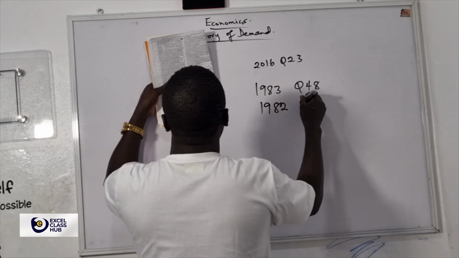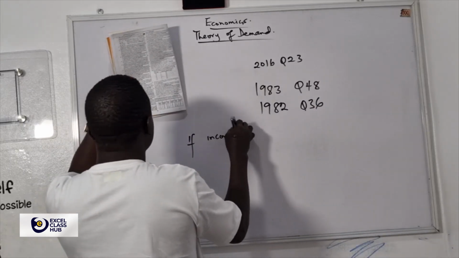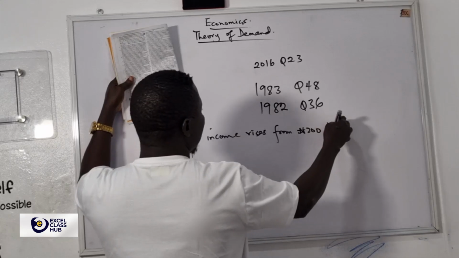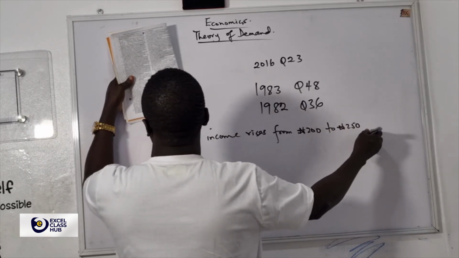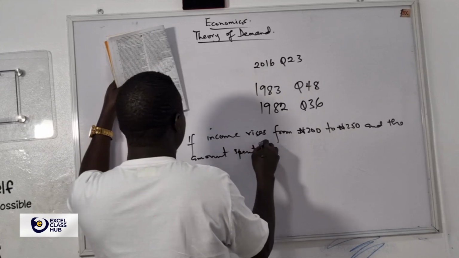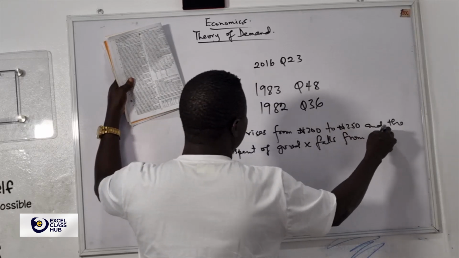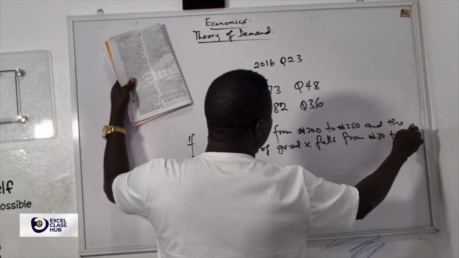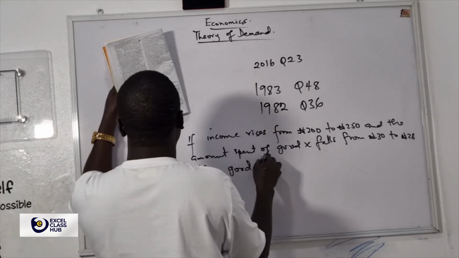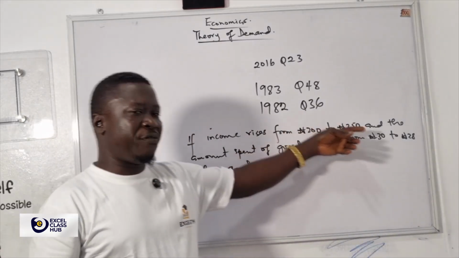1982, question 36. If income rises from 200 to 250 and the amount spent on good X falls from 30 naira to 28 naira, then good X is... even without giving you the option, income increases from 200 naira to 250.